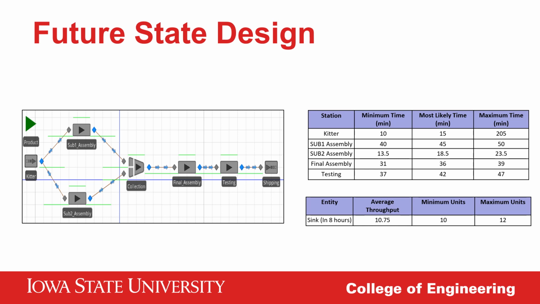The simulation uses a triangular distribution with a minimum, most likely, and maximum time. This simulation was run for about an 18-hour period. In terms of the results, we got that in an 8-hour shift with this setup, the client can produce about 10.75 units, with the minimum being 10 and the maximum being 12.